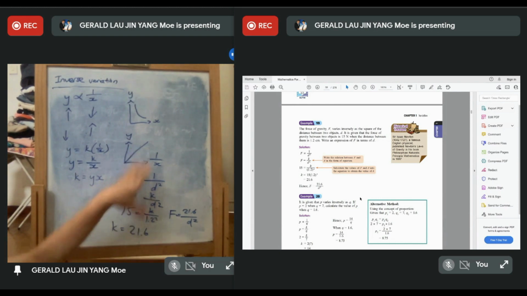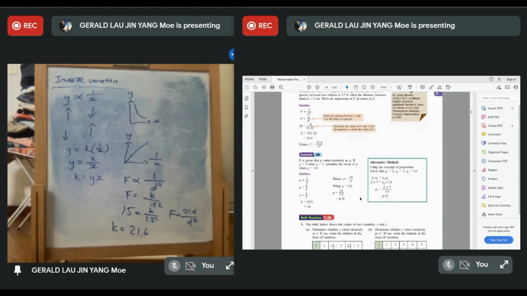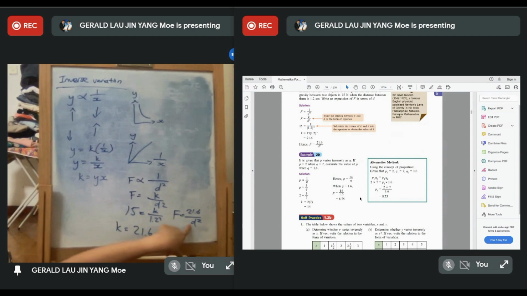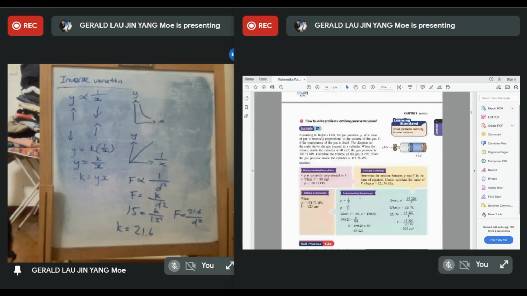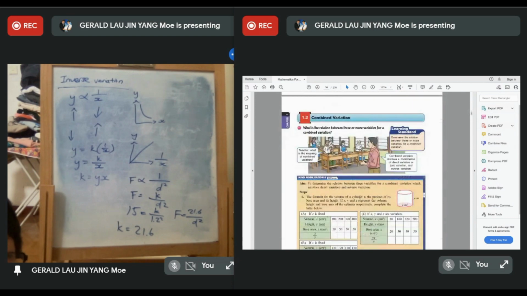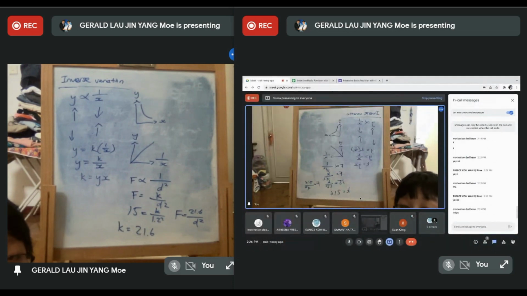Understand? This is how you find that. It's the same thing: write the variation, write the equation, find the constant, substitute back in. And once you get this, you can find your values. Let's say when the value of D is 2, then what is the value of F? You can find the answer. So it's the same thing for inverse variation, except that it is opposite compared to direct variation. Do you understand inverse variation? Others can, right?